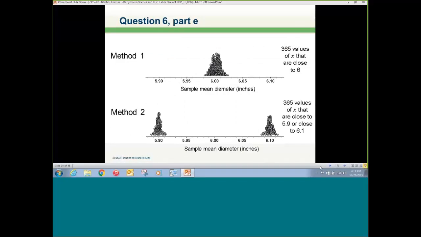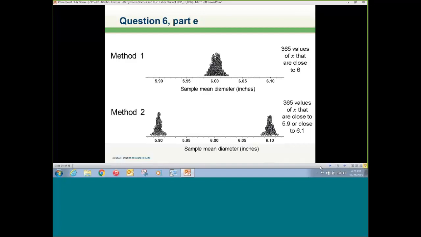Then we'll come back and look at the model solution. The top half of the picture describes what would happen with Method 1. That's actually our answer from Part D. In Part D, we said the distribution would look approximately normal, centered at 6, with a standard deviation of 0.0078, or a little bit less than 0.01. So the top half of the picture is the sampling distribution of X bar using Method 1.